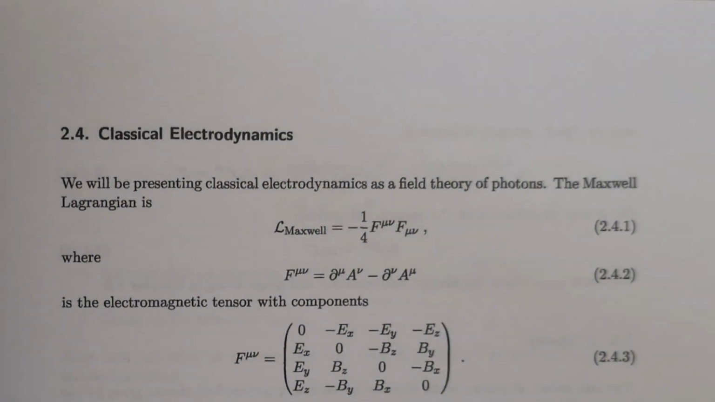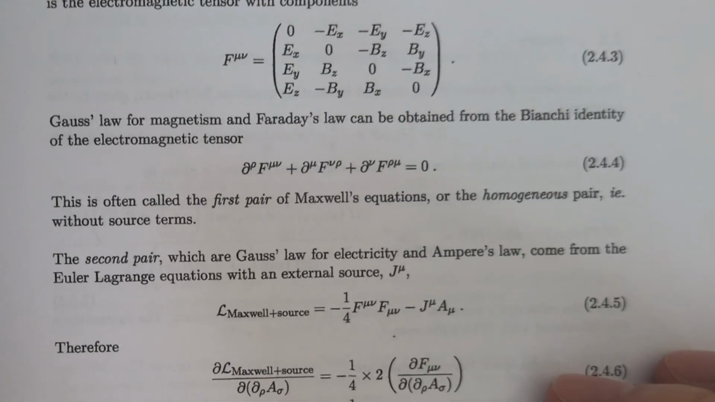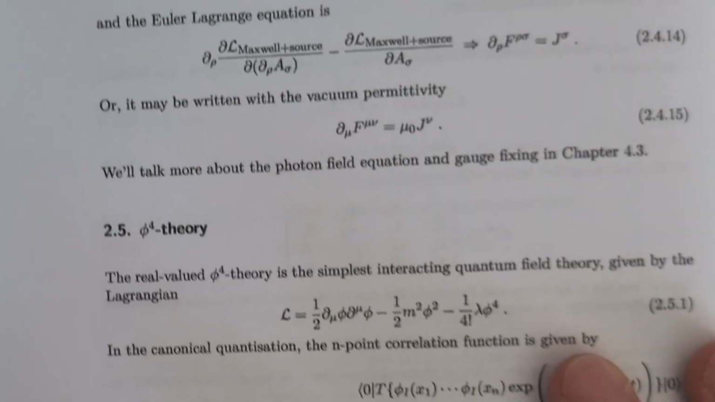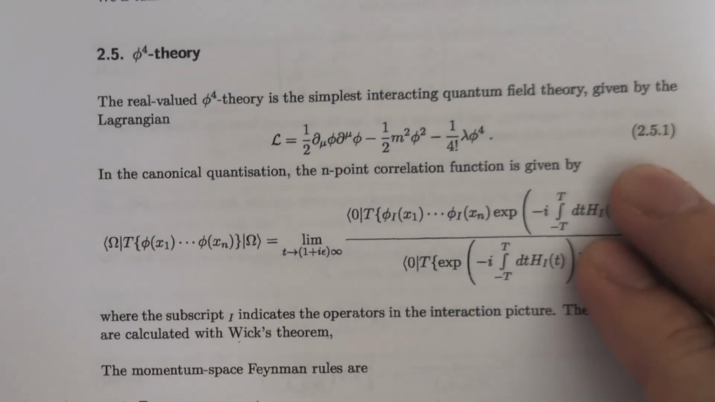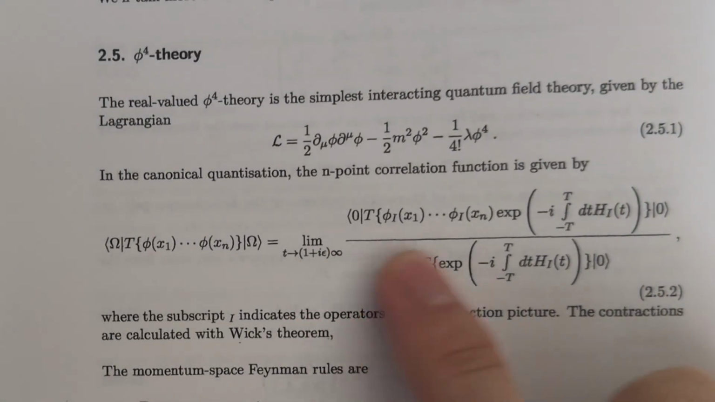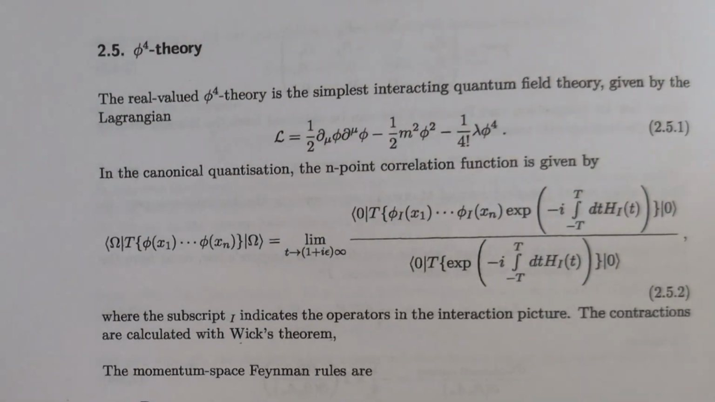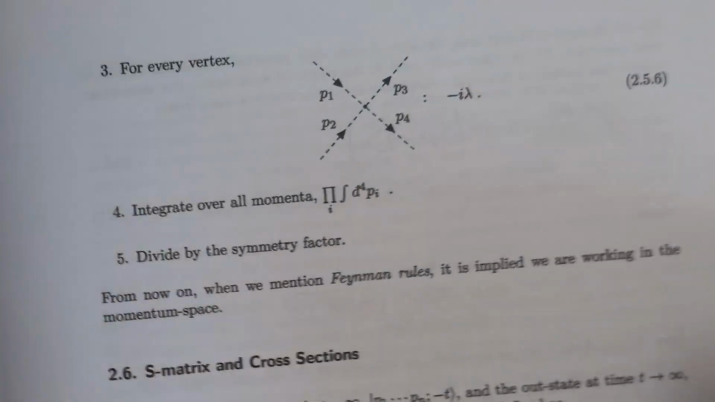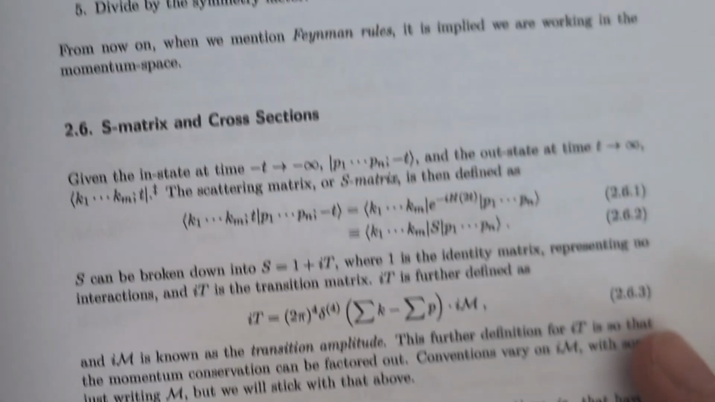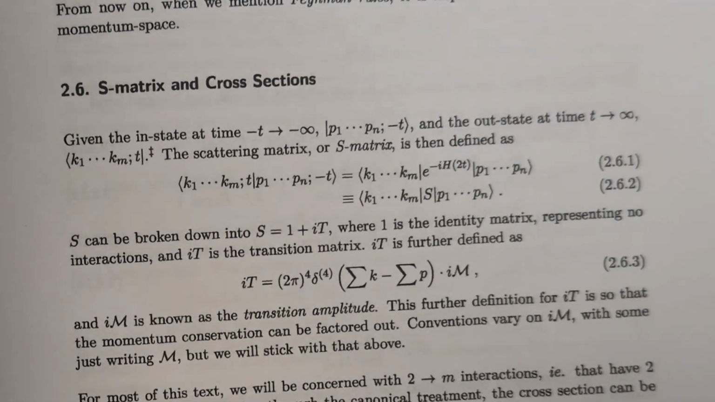And here we have classical electrodynamics. So this is pretty much just Maxwell's equations. And here we have perturbation theory. You would see this equation, or rather this formula, in Peskin and Schroeder. And these are the Feynman rules. And this is a very quick introduction on the S matrix.